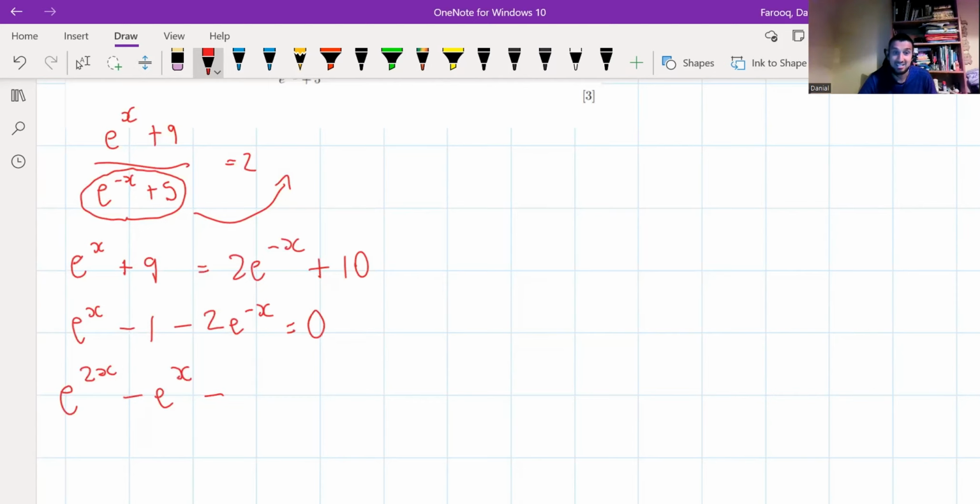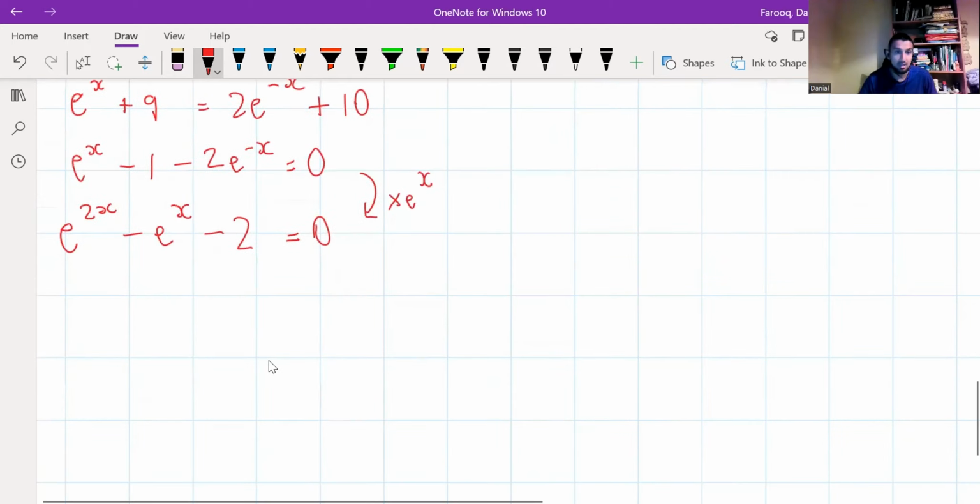And this e to the x times by e to the minus x will be, you add the powers, so x minus x will become e to the 0. Anything to the power of 0 is 1. So it'll just be minus 2 times by 1, which is just minus 2. Yeah. So we've times everything by e to the x, okay? So that will be that.